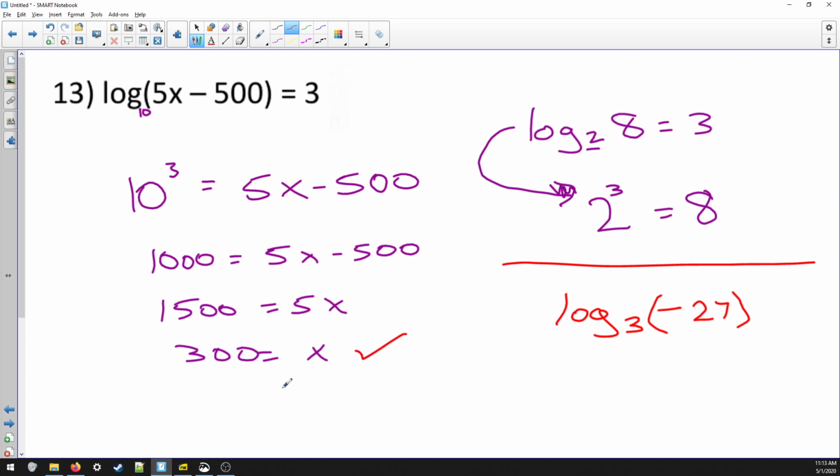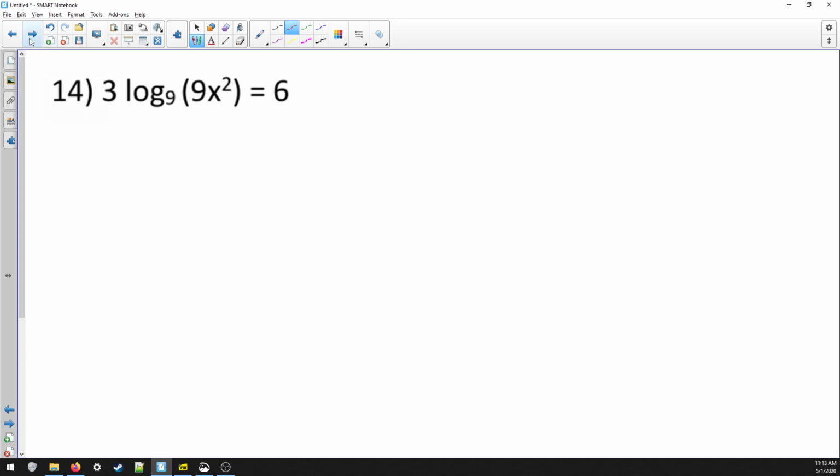But we do have to just do a quick mental check, go up here and make sure when I plug it in, I don't get a negative inside of the log. Otherwise, it's not actually an answer, okay? So that's our first log problem. Everything else after this is just going to be a variation on what we just did.